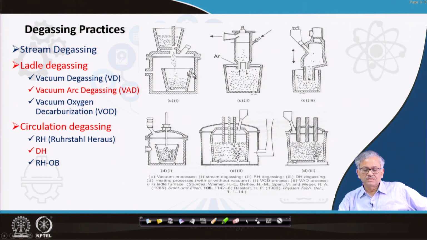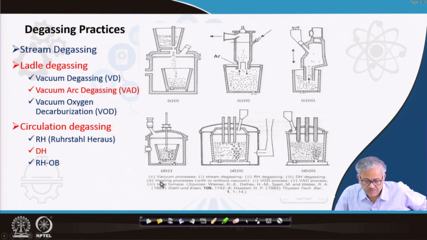And then there is ladle degassing. There are two types of ladle degassing. In the ladle also you can do it. One is vacuum degassing. You just bring a vacuum chamber over the ladle and you can degas the system. This is called the VD unit, the vacuum degassing system. And it is basically without any heating.